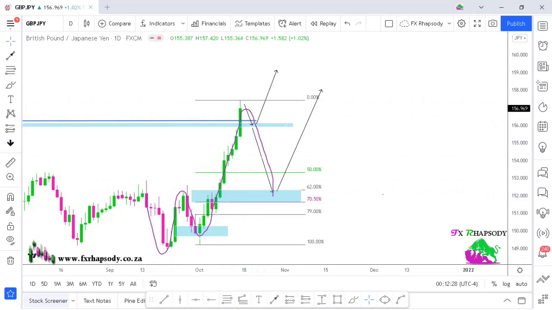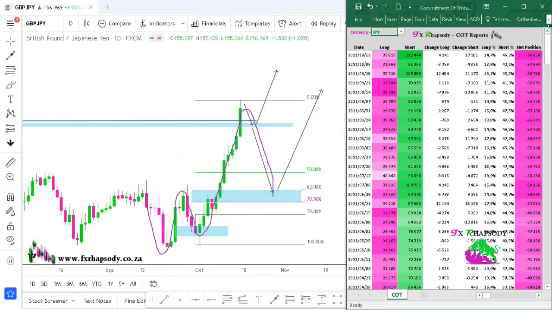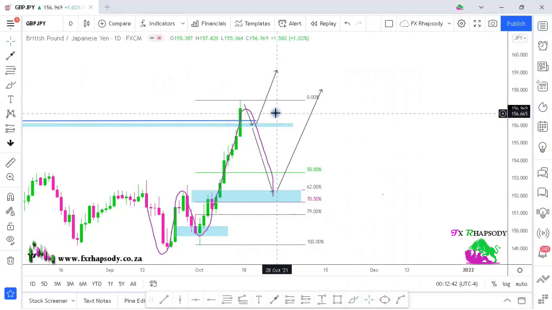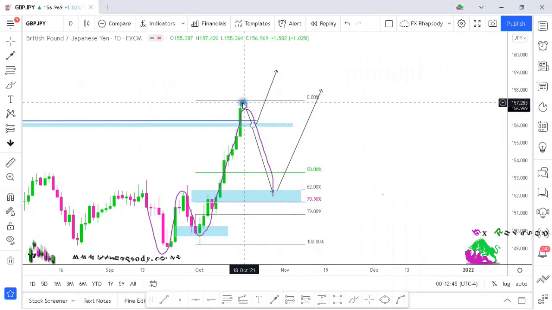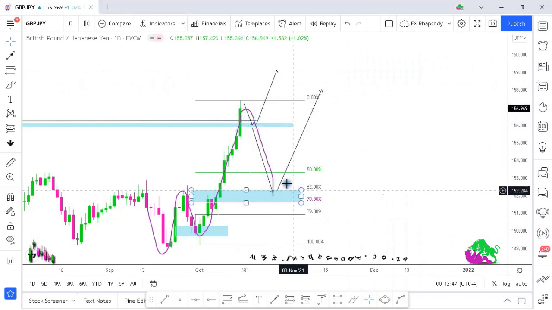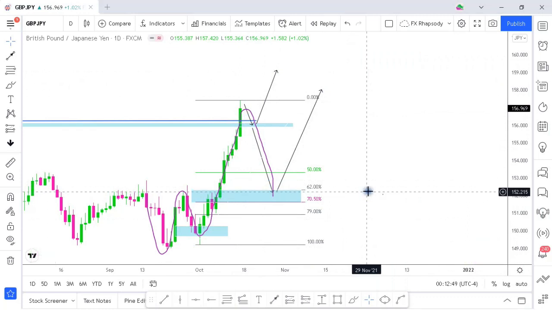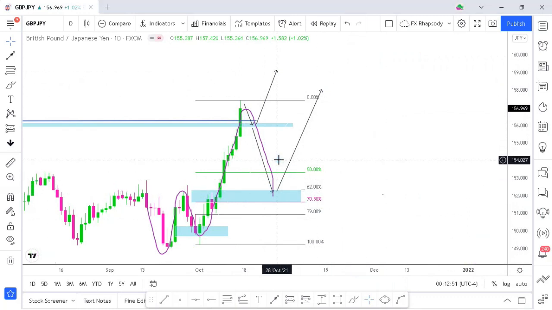So looking at the COT reports again, we might see a massive amount of shorts being closed after this and longs being put in the market, because we can see that there are longs being placed in the market. So there might be some more longs this coming week that get placed, and hence pushing this price down to this area over here. So guys, that's all from me for these two pairs.